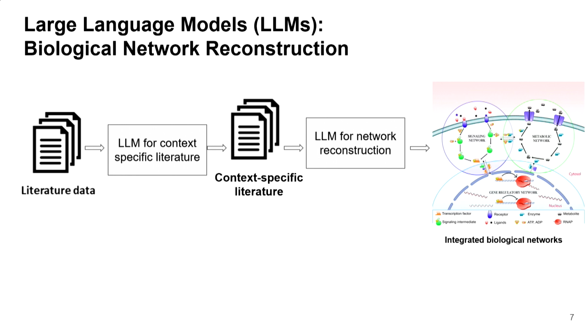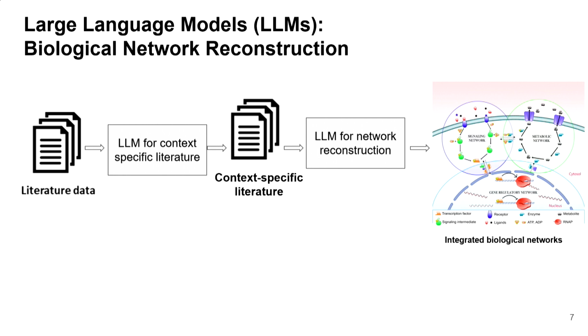And once we have context-specific literature, what we want to use the LLM for is to build a network altogether. When I say network, what we are interested in as biologists or network biologists is different entities. You can see that there are three networks I'm talking about: signaling networks, metabolic networks, and gene regulatory networks. Let me start with the metabolic networks.